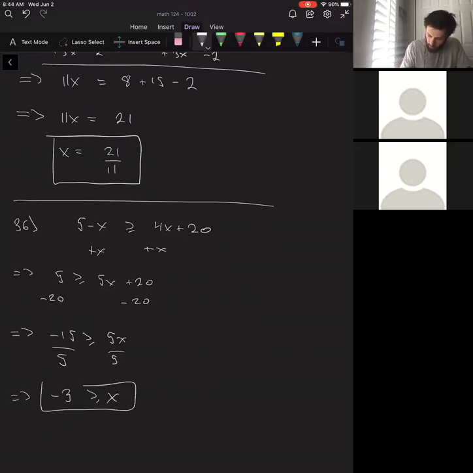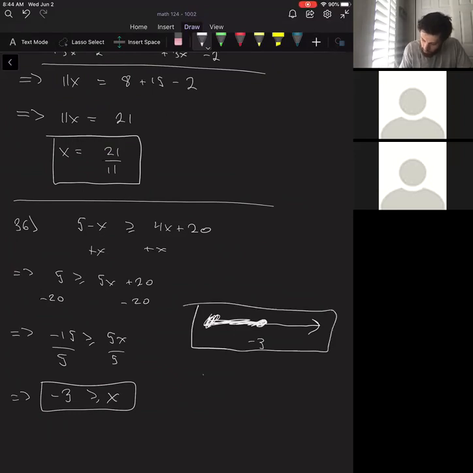So here's one way to represent the answer. Another way is on a number line. So here we have minus 3. It's a bigger than or equal to sign. So this is saying minus 3 is bigger than or equal to x, or x is less than or equal to minus 3. So we shade to the left. And another way is going to be the interval notation: minus infinity up to minus 3.